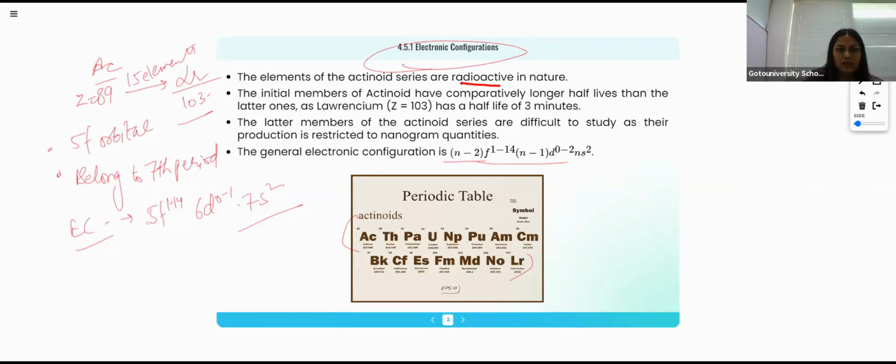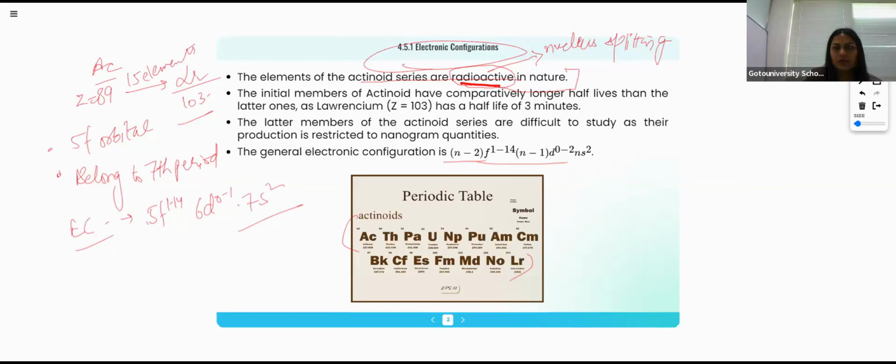Now all the elements of actinides are radioactive in nature. So that is why it is difficult to study the actinoid elements. I have already defined what radioactive elements are. Radioactive means that their nucleus is unstable and it keeps on splitting. That is why it is hard to study actinoid elements.